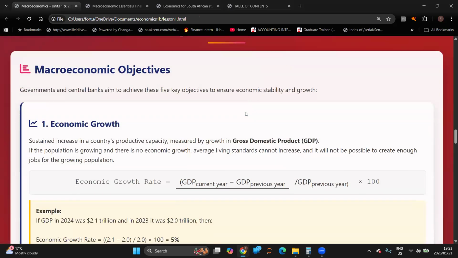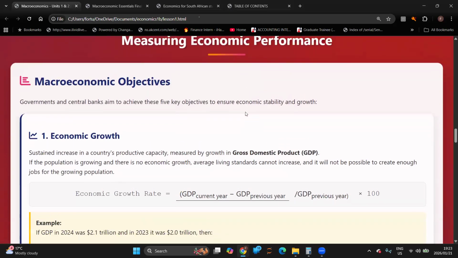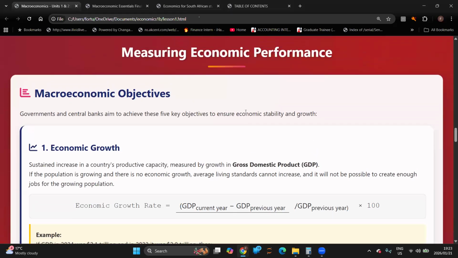So now we need to look at measuring the performance of an economy. When you're looking at measuring the performance of an economy, you would want to have an understanding of how we measure it. What are the key metrics? What are the key performance indicators? In some modules, we call them key performance indicators. What is it that you're going to be using when it comes to measuring the performance of an economy?